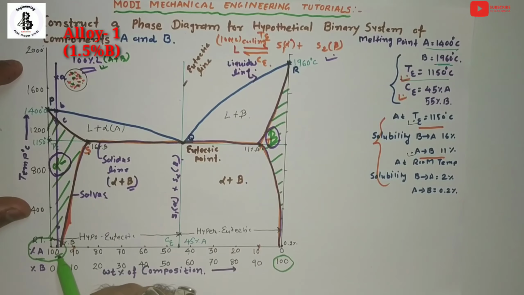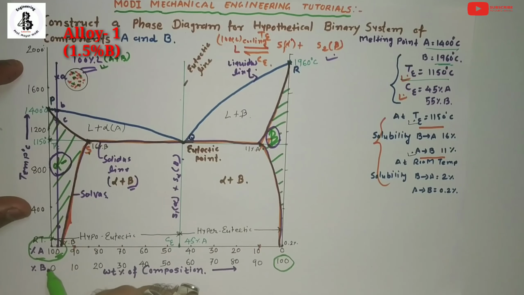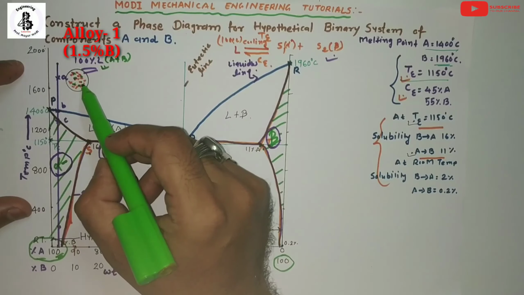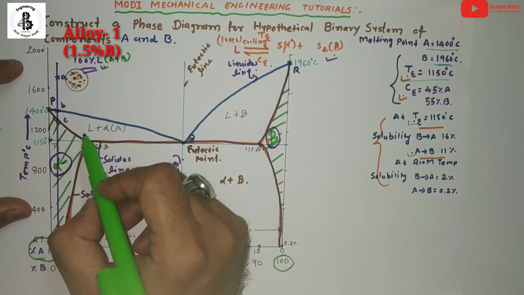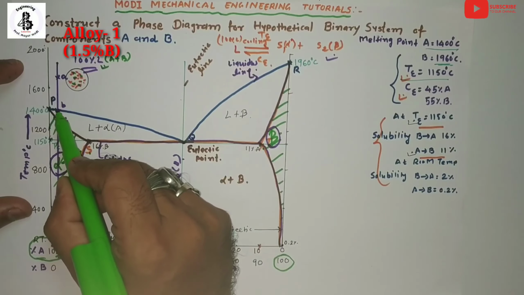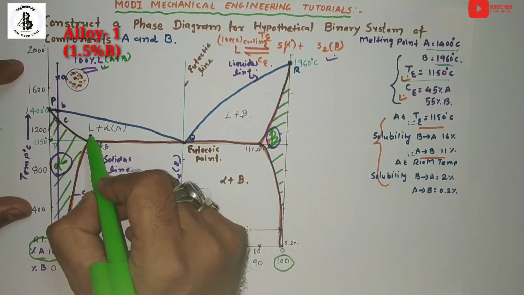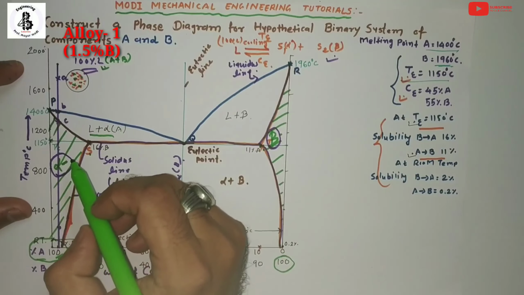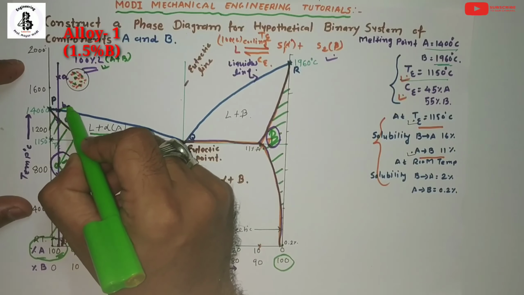So here it will be the site of 100% of A. Now this liquid of A and B will be converting into liquid plus alpha at point B. So this will be the region of liquid plus solid, or you can say liquid plus alpha. Now you will see the microstructure at point B.